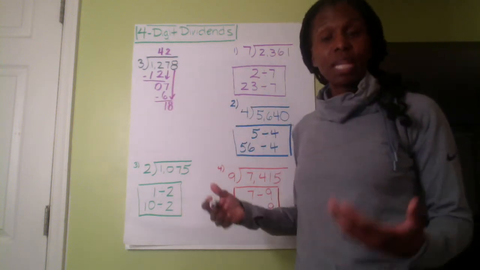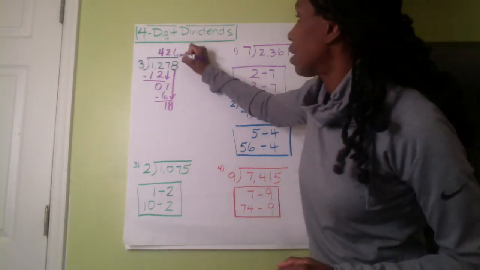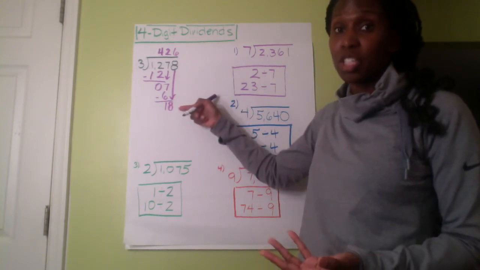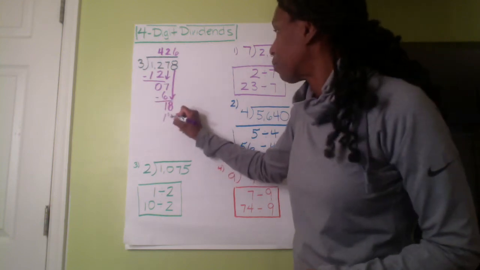18 divided by 3 is 6. That's actually a 3 multiplication fact, so that was really nice. I put the 6 right above the 8 because that's the digit that I'm working with that I just brought down. And then I multiply. 6 times 3 is 18.